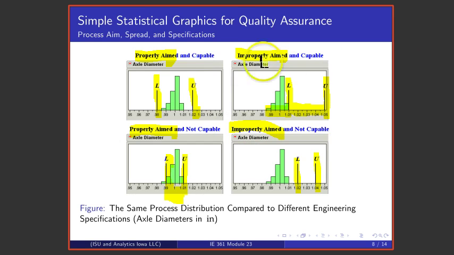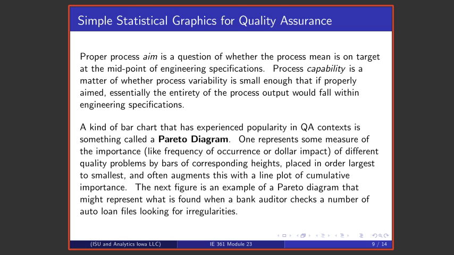In the top 2 cases, the basic spread of the process distribution is small enough to fit between those specifications, so the process is capable, whereas on the bottom, the spread of the output of the process is so large that wherever the mean is put, it will not fit between the 2 engineering requirements. So we can talk about properly aimed or improperly aimed, capable or not capable processes.